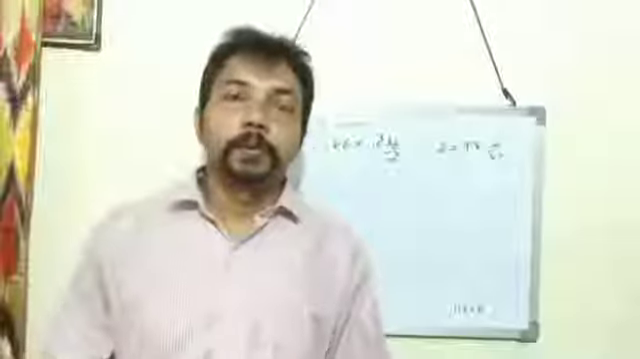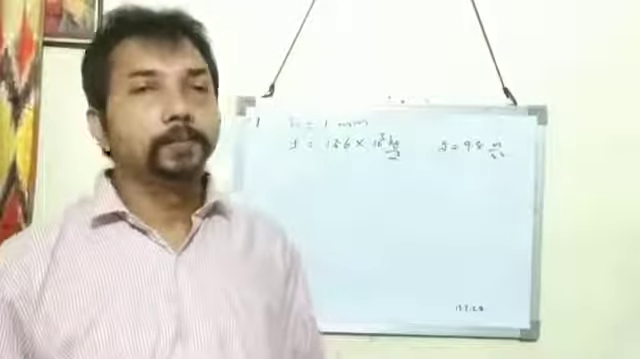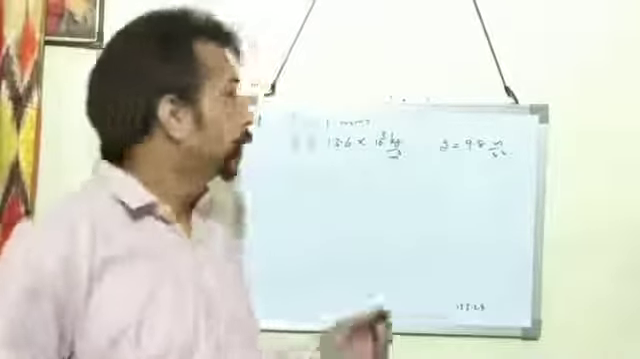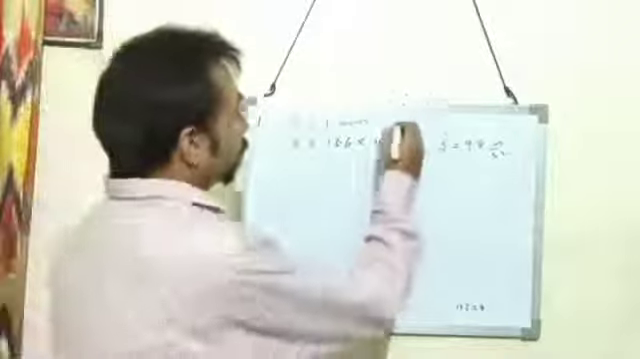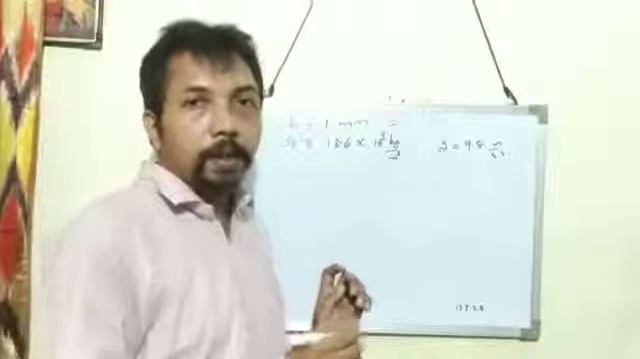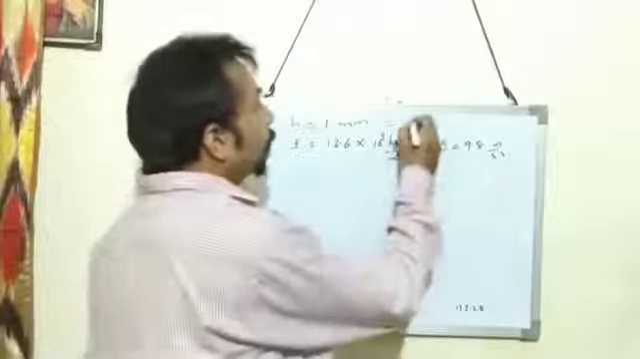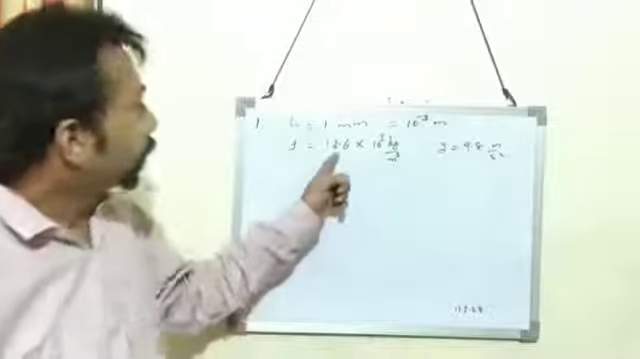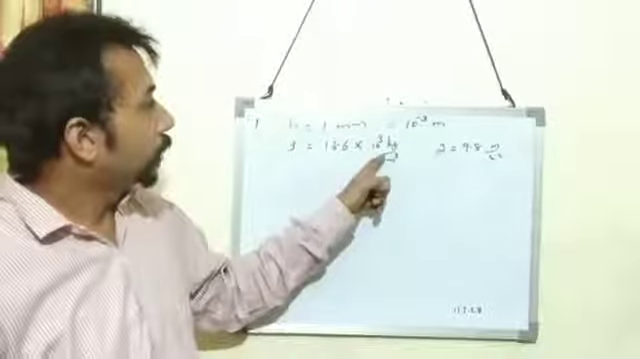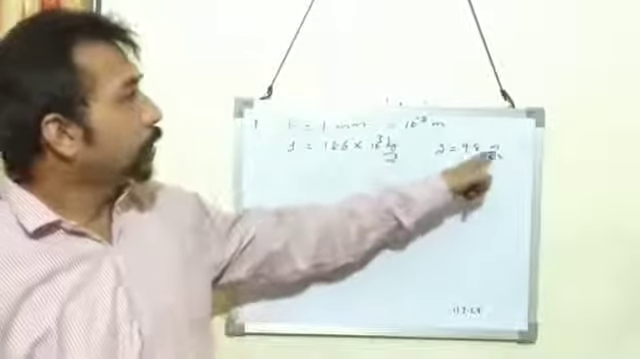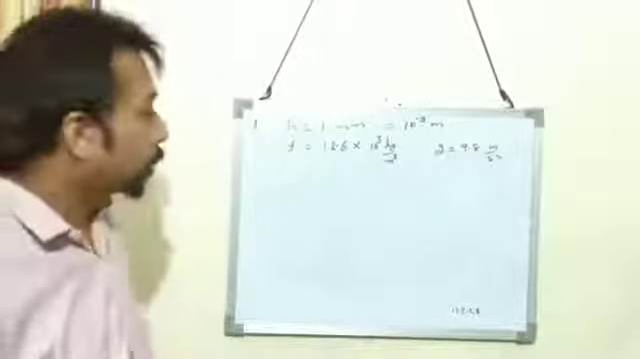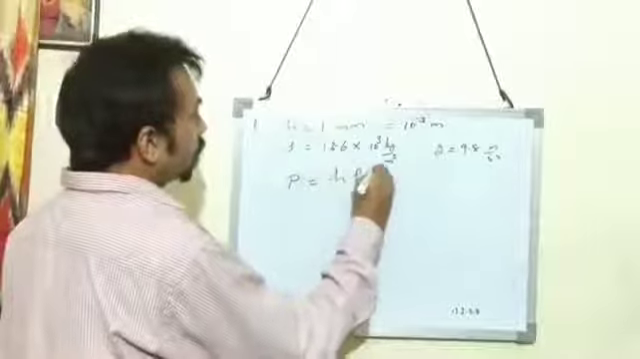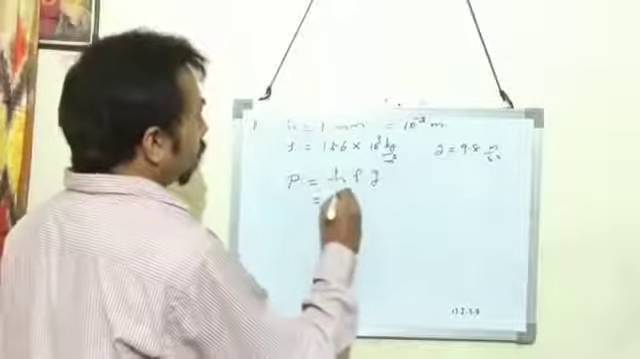Now doing the first question of exercise B. The question is: convert 1 millimeter of mercury into Pascal. Height is 1 millimeter. Millimeter we convert into meter. 1 meter is 1000 millimeter, or 1 millimeter is 10 to the power minus 3 meter. Density of mercury is 13.6 into 10 to the power 3 kilogram per meter cube and g is 9.8 meter per second square. We use the formula of pressure P equal to h rho g.